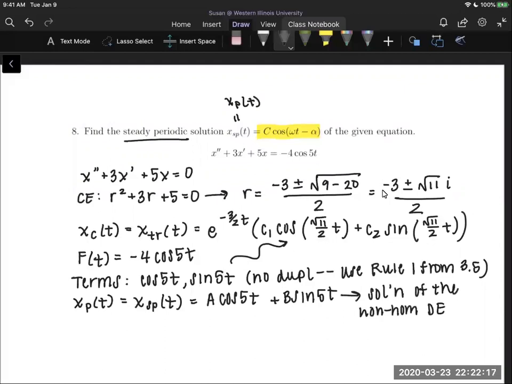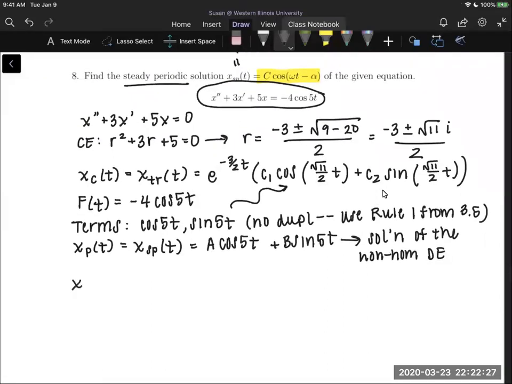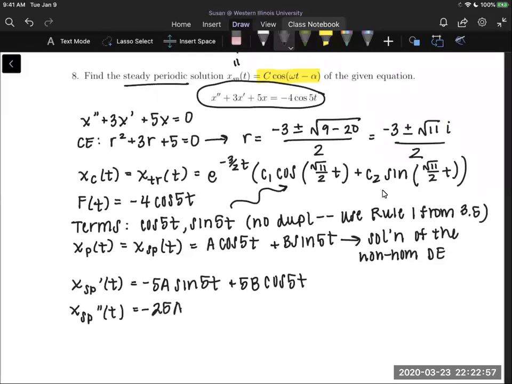So as such, we want to plug it back into that original equation right up here. So I need to first calculate the first and second derivative, and then I'll be ready to plug it all in. So let's calculate the first derivative. I get a -5a, whoops, not cosine, but now sine 5t plus 5b cosine 5t. And now the second derivative, I'm going to have negatives in both terms. -25a cosine 5t minus 25b sine 5t.